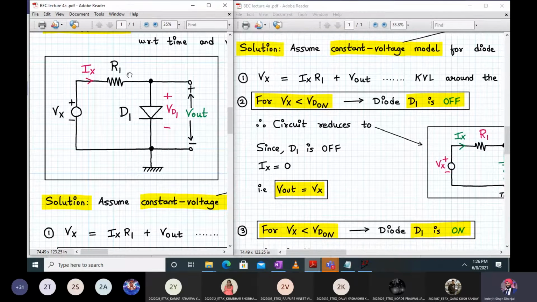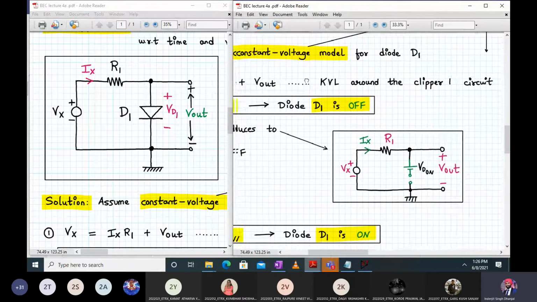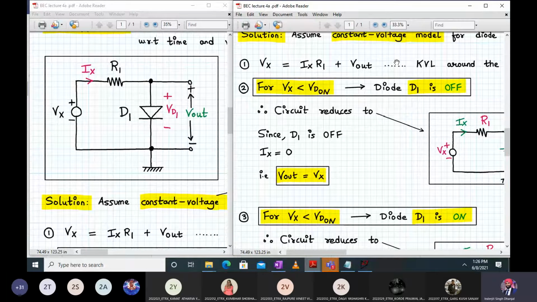If we apply KVL in this circuit, what do we get? Vx is equal to the voltage drop across R1 plus the voltage drop across the diode, which is Vout itself. So I can write Vx equals Ix R1 plus Vout. This is the KVL around the clipper one circuit. Now, Vx is a sinusoidal waveform, correct?